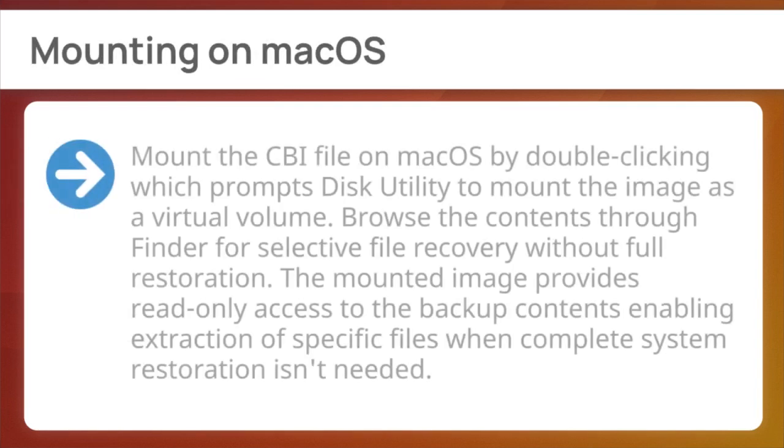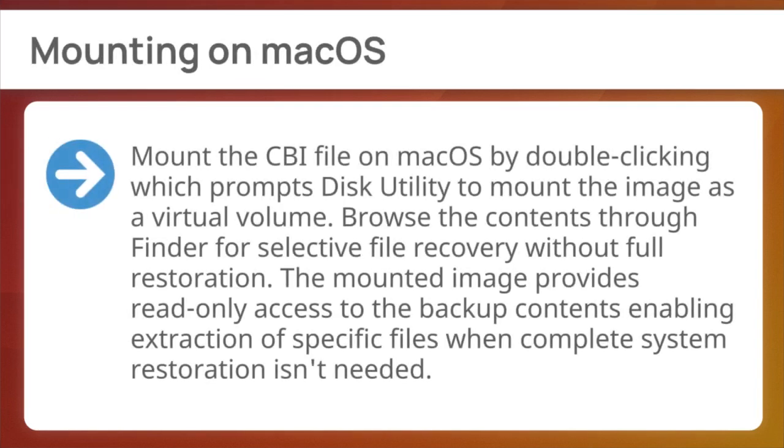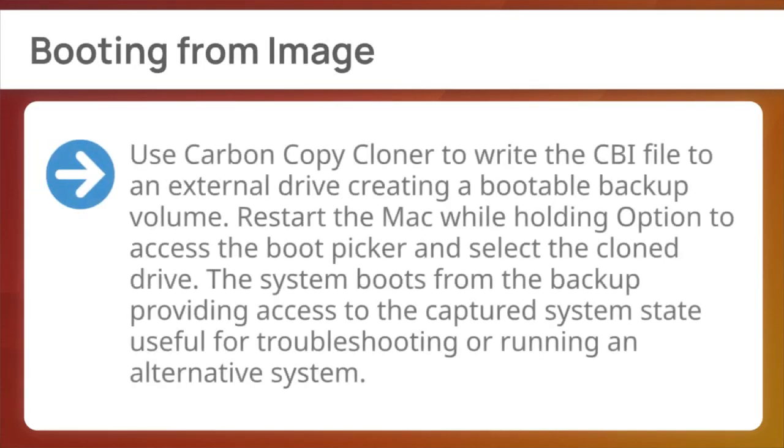Next, mounting on macOS. Mount the CBI file on macOS by double-clicking, which prompts Disk Utility to mount the image as a virtual volume. Browse the contents through Finder for selective file recovery without full restoration. The mounted image provides read-only access to the backup contents, enabling extraction of specific files when complete system restoration isn't needed.